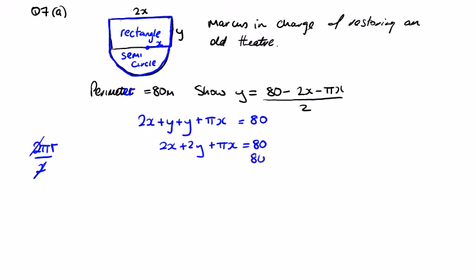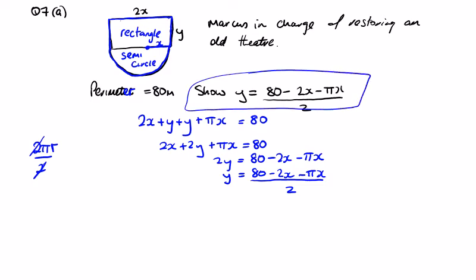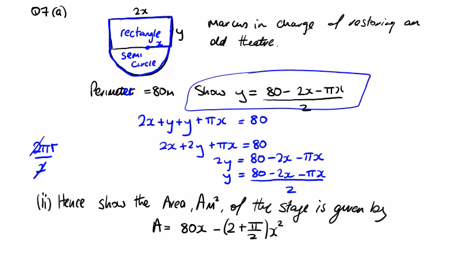So 80 minus 2x minus pi x, you can see the answer appearing now, equals 2y. So y is equal to all of this over 2, which is what we were asked to show up here. So that's part A. In part B, you're asked to hence show that the area, A meters squared, of the stage is given by A is equal to 80x minus 2 plus pi over 2 times x squared.